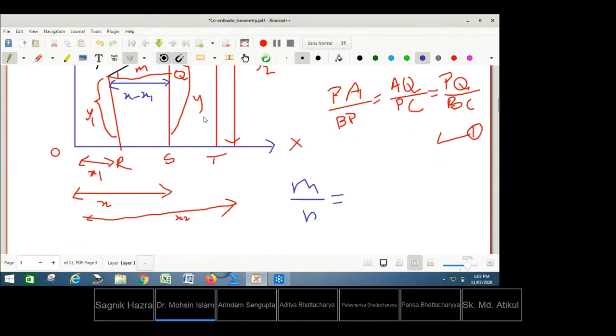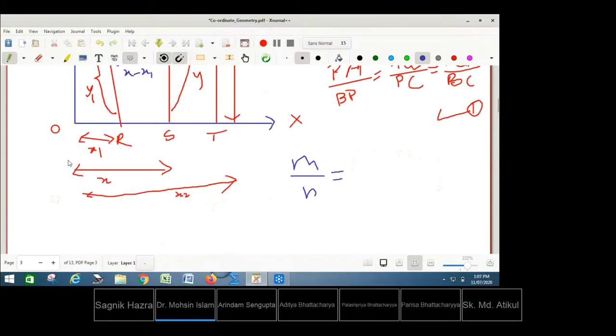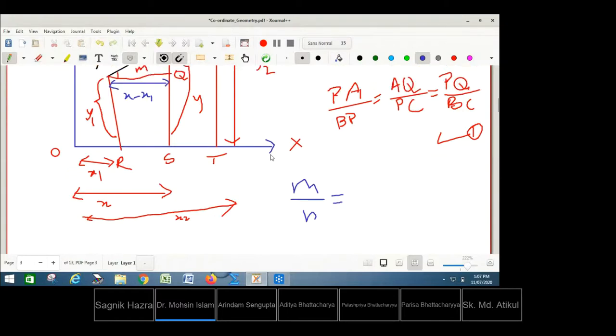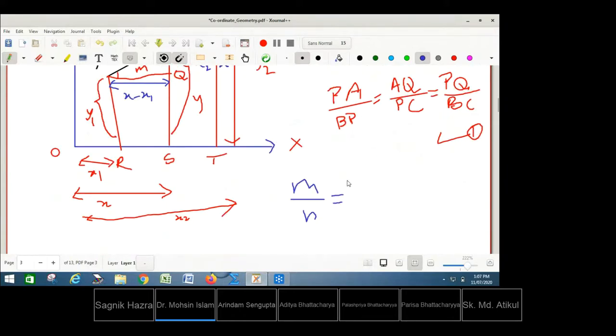PC is your x2 minus x, because this whole length is x2 and this portion is x1 to x. So this is your x2 minus x. Got it? So let me write x minus x1 by x2 minus x.